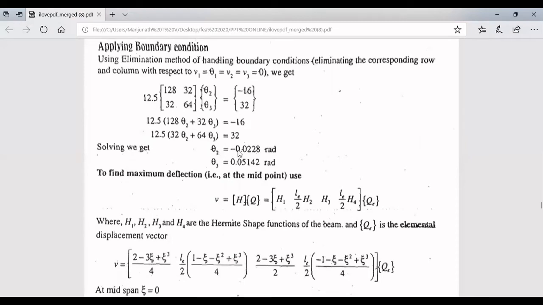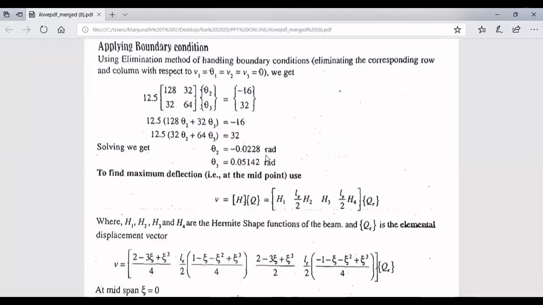Theta 2 is minus 0.0228 radians, and theta 3 is equal to 0.5142. So this gives the nodal displacement. Only rotational nodal displacement is possible for this particular problem. Now we also need to calculate the maximum deflection. Maximum deflection is possible wherever the UDL load is acting on each element.